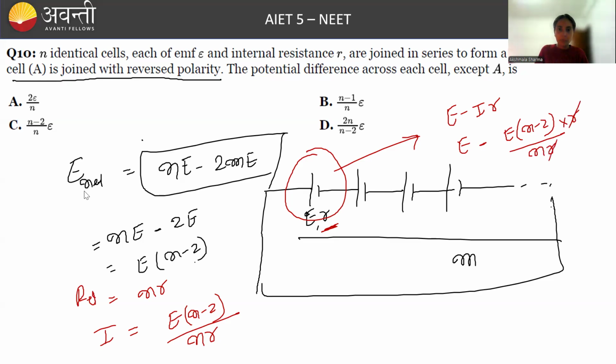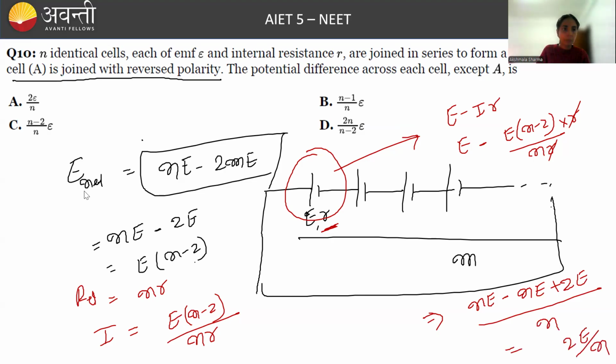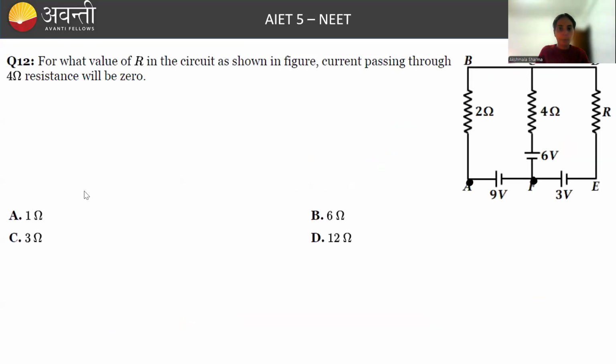This one. So if you go on to calculate this, this will become Ne minus Ne plus 2 by how much? EMF? E, 2E, I need to write here. 2E divided by how much? N. So the answer is how much? It is 2E divided by N. So the correct option will be A. Okay? Now let's move ahead.